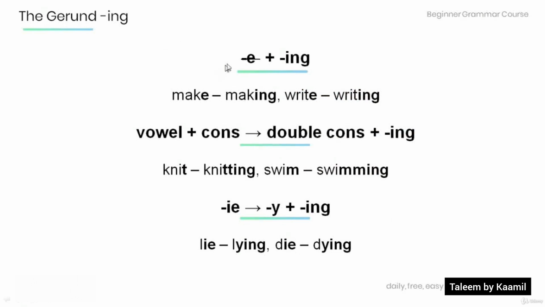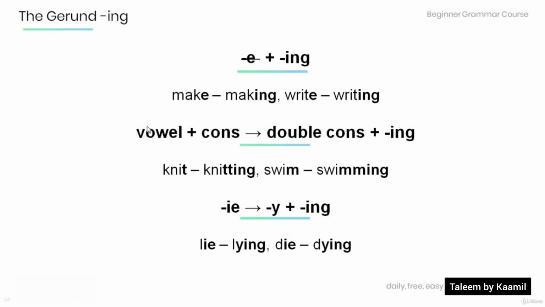Now, when a verb ends with E, we get rid of the E and add -ing to the verb when we want to create the gerund. Have a look at the example over here. Make turns into making. Write, writing.